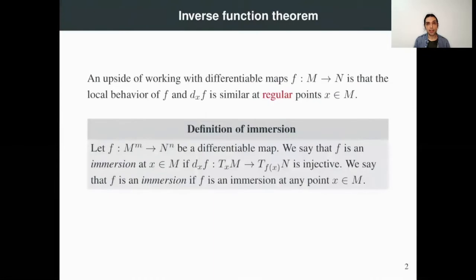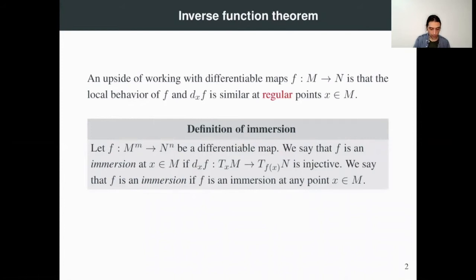For instance, let's begin this lecture with the definition of immersion, which is a concept that is studied in analysis courses. Let's consider a differentiable map between differentiable manifolds. We say that this map is an immersion at a certain point x if the differential of f at that point, which is a linear map between linear vector spaces, is injective.